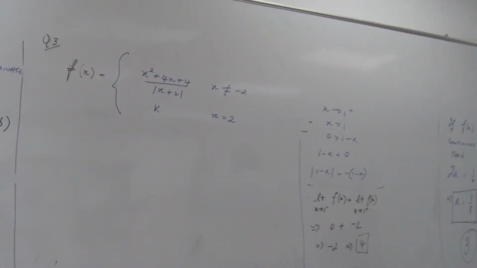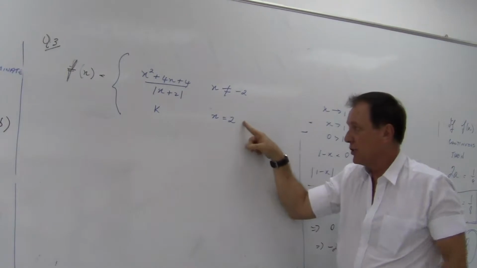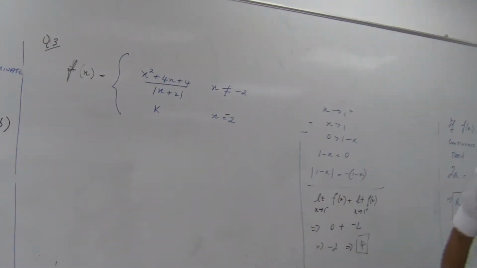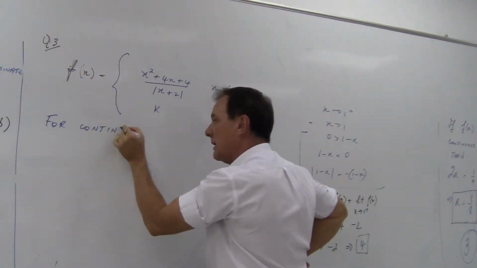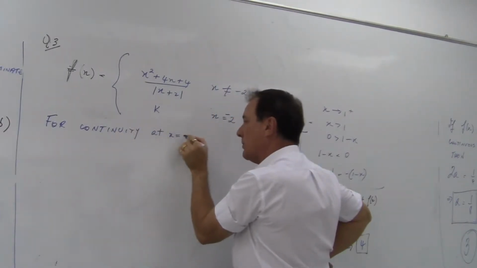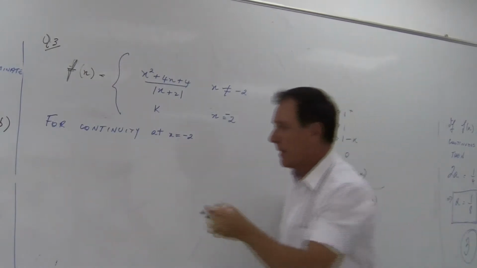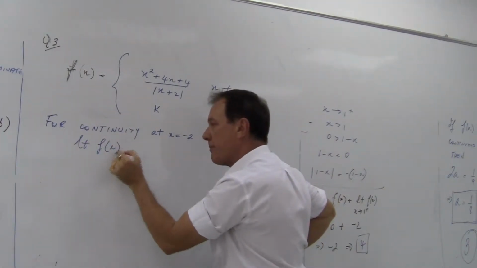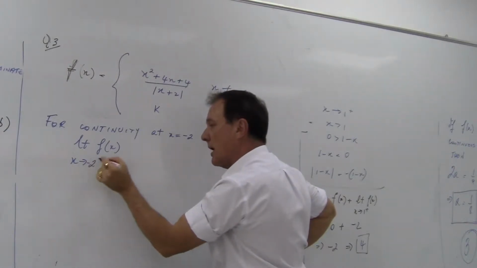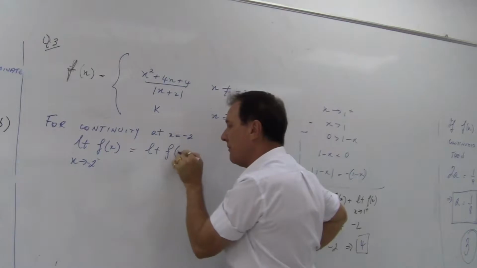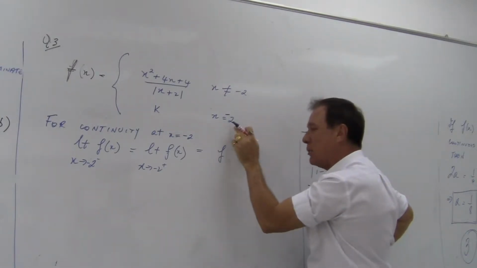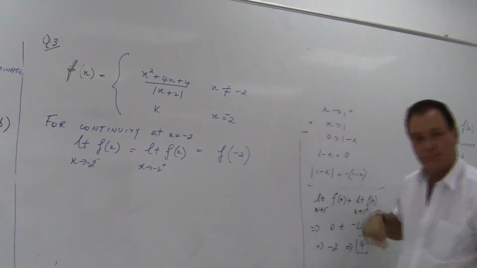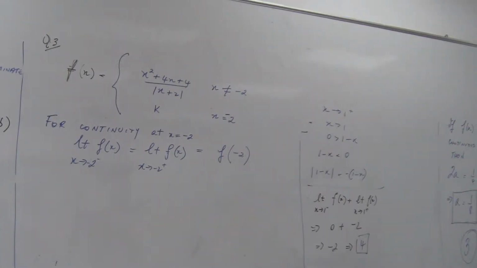Right, if it's to be continuous at x equals -2, you write for continuity at x equals -2: the limit from below, as x approaches -2 from below, has to equal the limit from above, has to equal the value of the function evaluated at -2. That's the definition for continuity in this example, when x approaches -2.